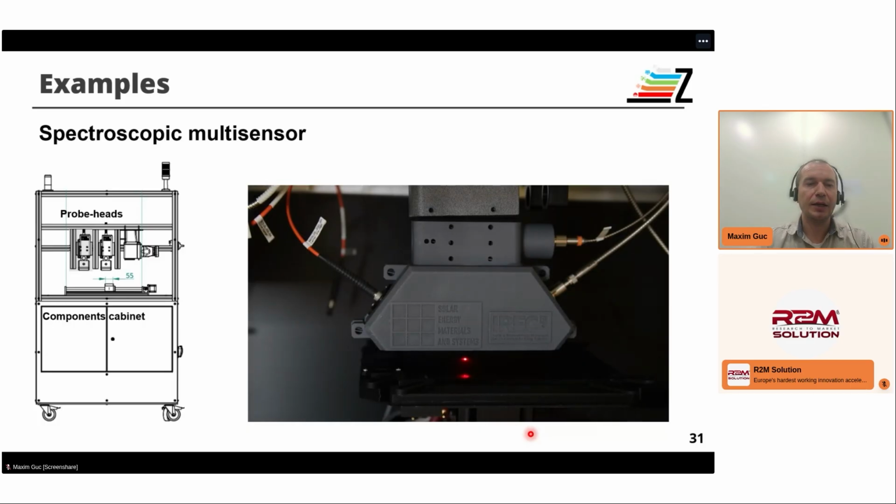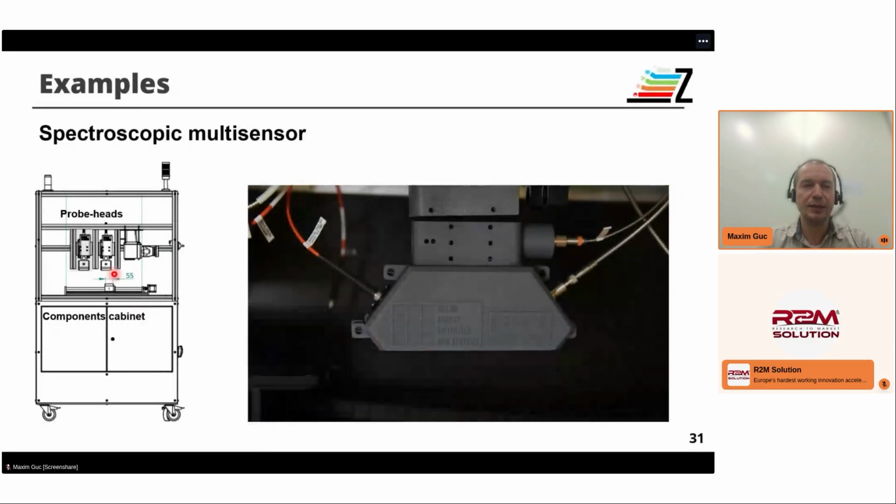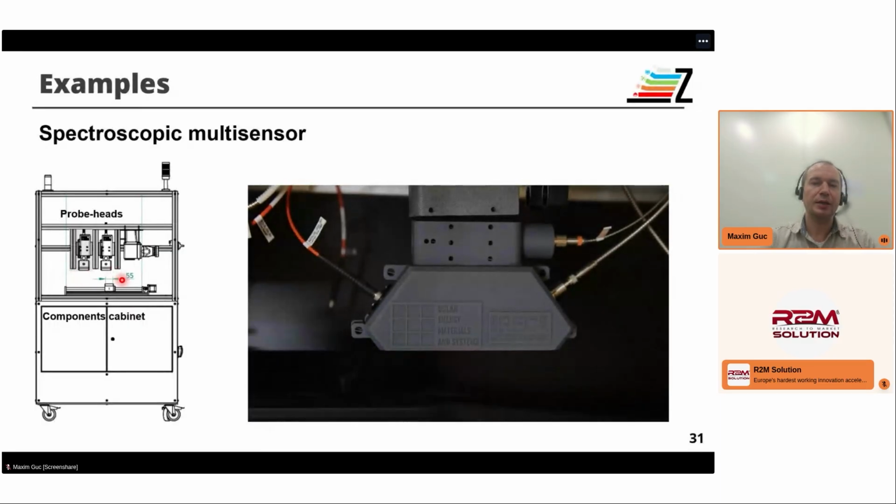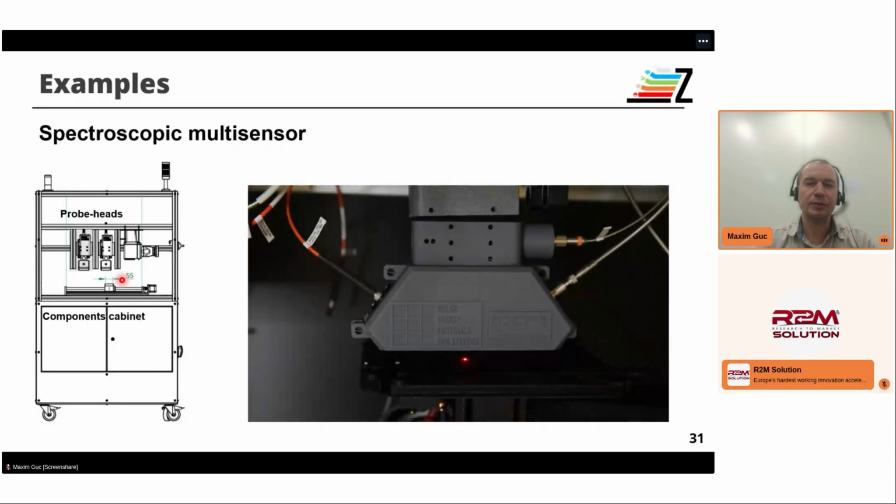And then, as you also see in the picture, there is the possibility to install several sensors in a row, several probe heads in a row, and we can analyze different properties of the sample in parallel. So we are increasing the speed of the analysis by measuring several spots in the sample directly.